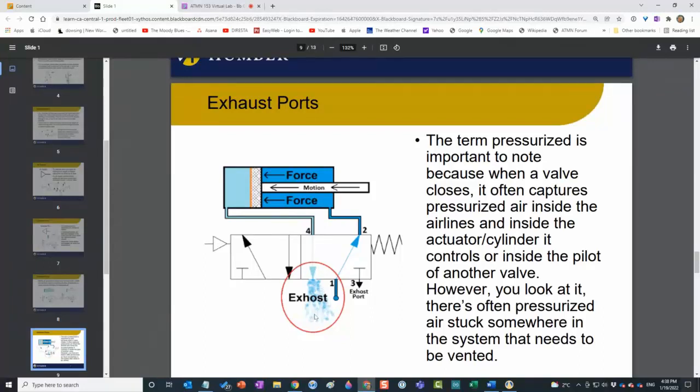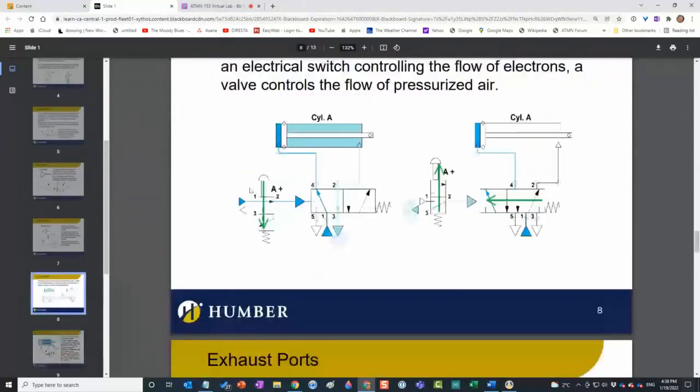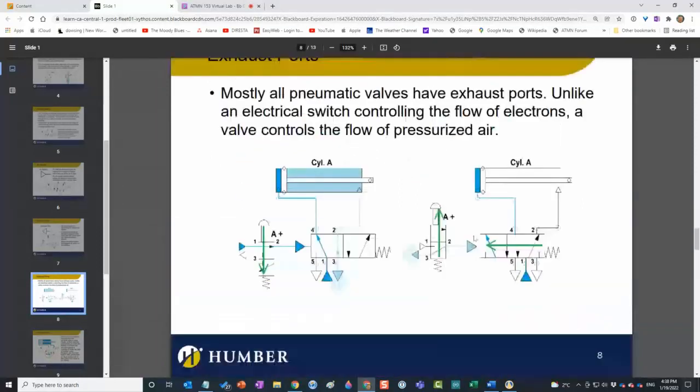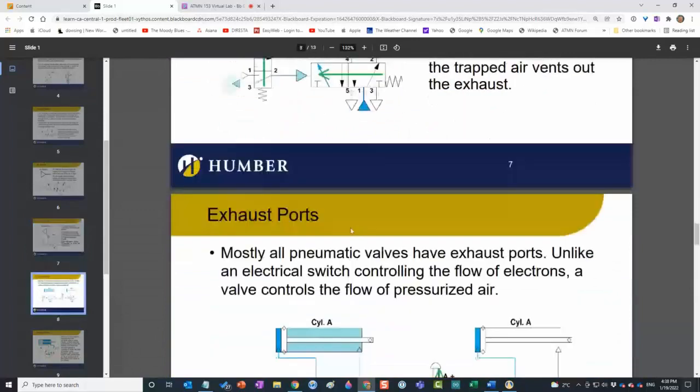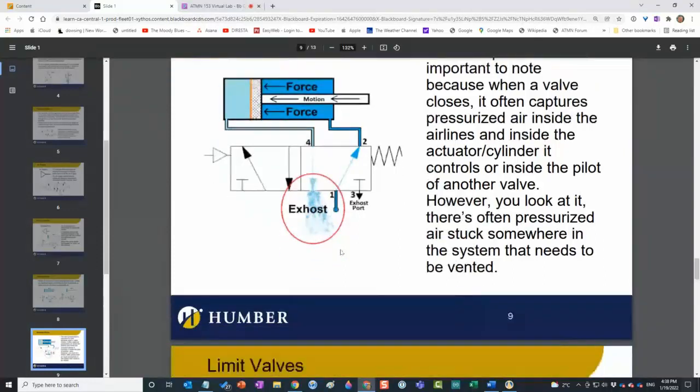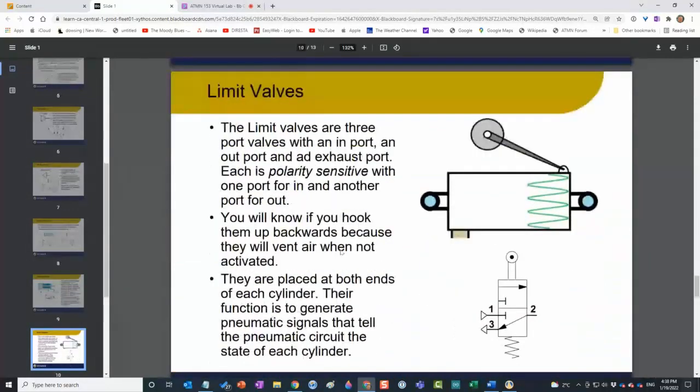However you look at it, there's always going to be pressurized air stuck somewhere in the system that needs to be vented. So here we have pressurized air stuck in the cylinder, it needs to be vented. Here I have pressurized air inside my pilot, and in this case it has to be vented. It's absolutely crucial that we understand that pneumatic valves always have that third extra exhaust port, or in this case, this has two exhaust ports. Always has an exhaust port because no matter how you look at it, there's always going to be pressurized air stuck in a system somewhere.